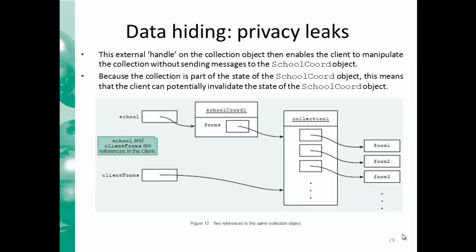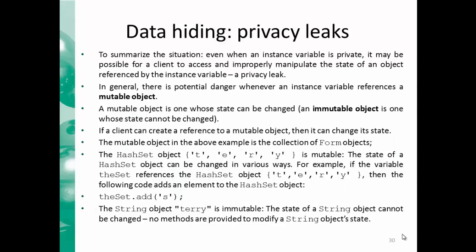This will put the class at risk and will destroy the integrity of the data of the class. There is always danger when we are dealing with instance variables that reference mutable objects. Mutable objects are objects whose state can be changed.